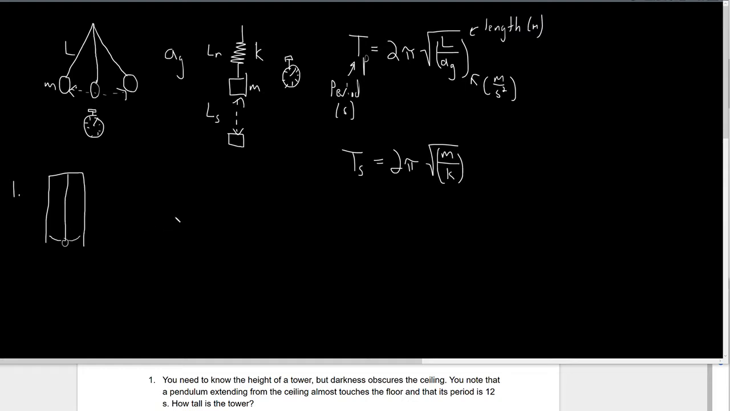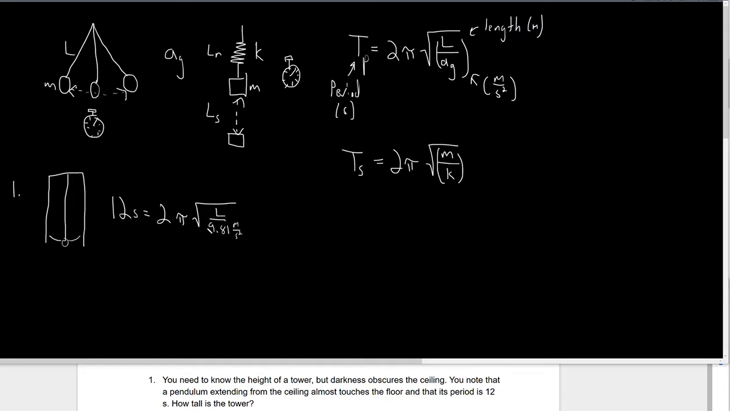So we can begin by just plugging in what we know. We've got 12 seconds. We're using a pendulum, and they gave us a period for it, so we're using this equation here. 12 seconds is equal to 2 times pi times the square root of L over g, acceleration due to gravity on Earth, once again. That is 9.81 meters per second squared. So then the question is, shouldn't it be negative?